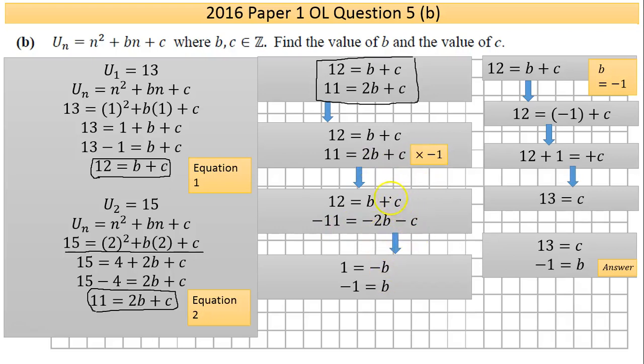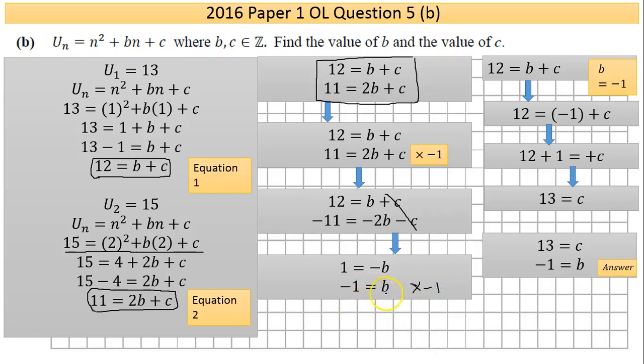Now the c's will cancel. So plus c minus c is 0. b minus 2b is the same thing as -b. 12 minus 11 is plus 1. So negative b equals 1, then change the sign across. Actually, what I'm doing is multiplying by -1, I just haven't stated it there. I end up with b equals -1.